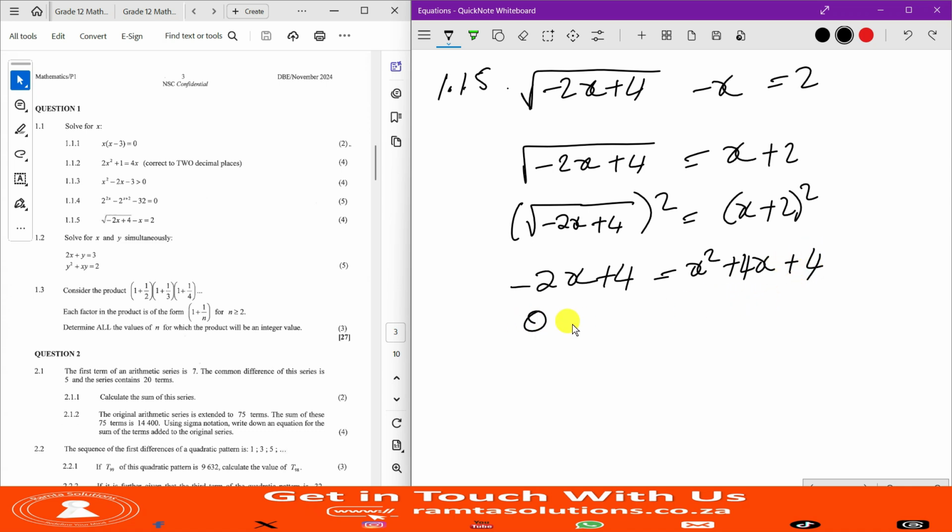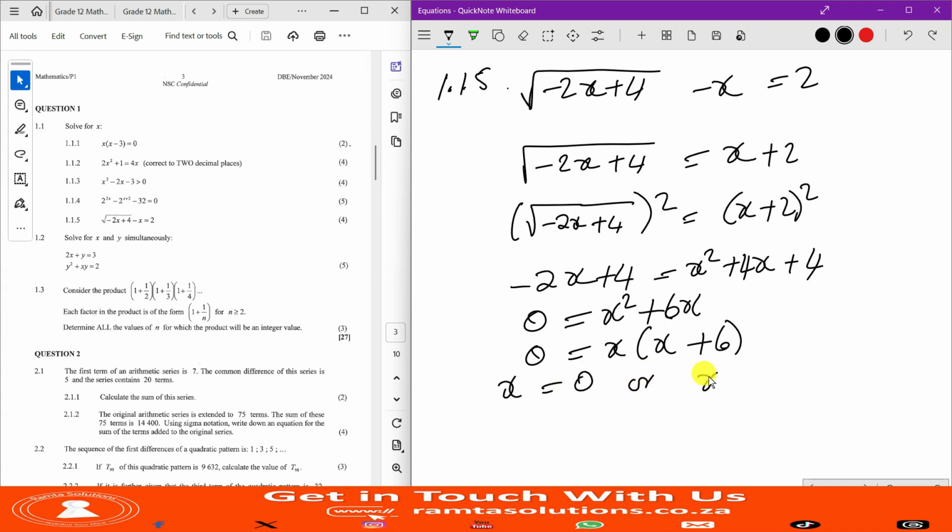Okay? So 0 equals x squared. Minus 2x, when you come this side, will be positive, so it will be plus 6x. Then 4 minus 4 will be 0. So we have x as a common factor. You're left with x plus 6. Okay, x equals 0 or x equals negative 6.